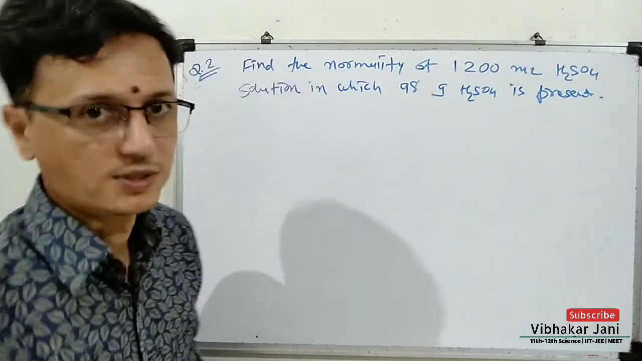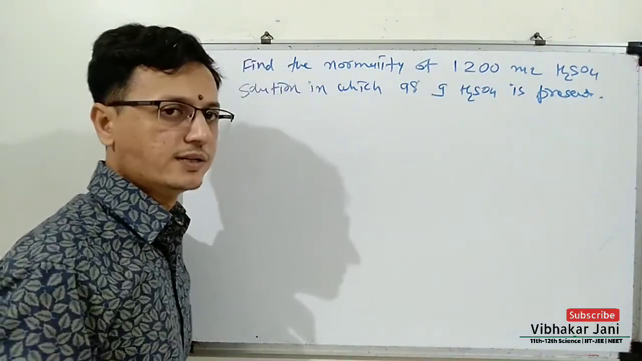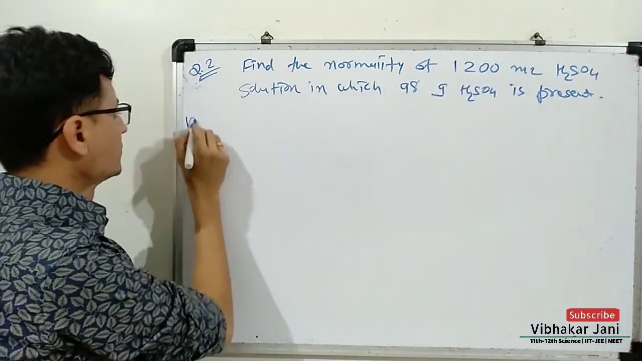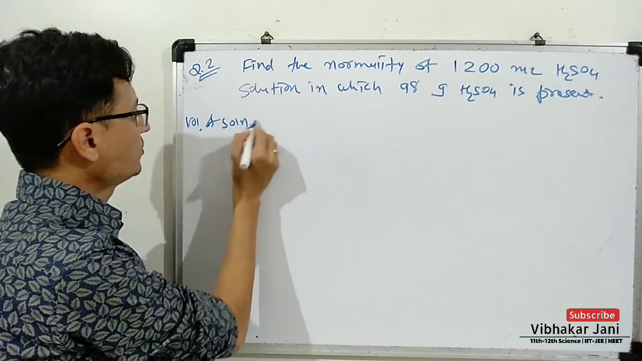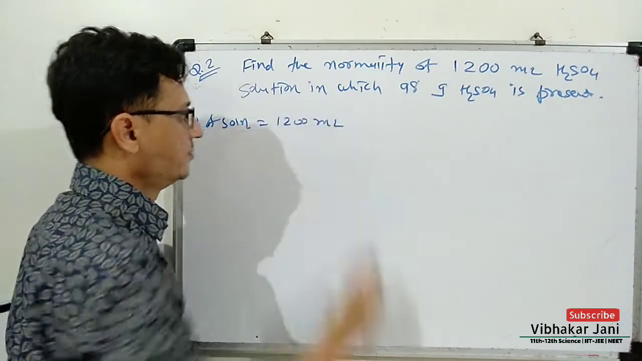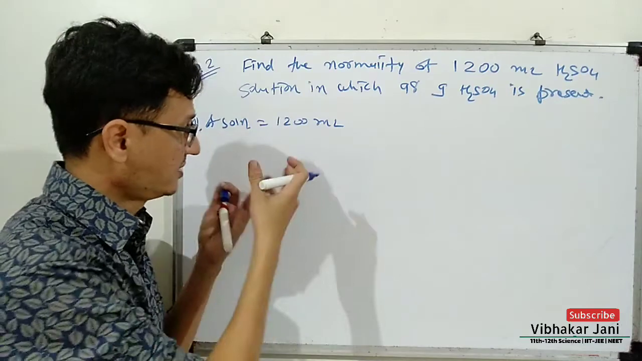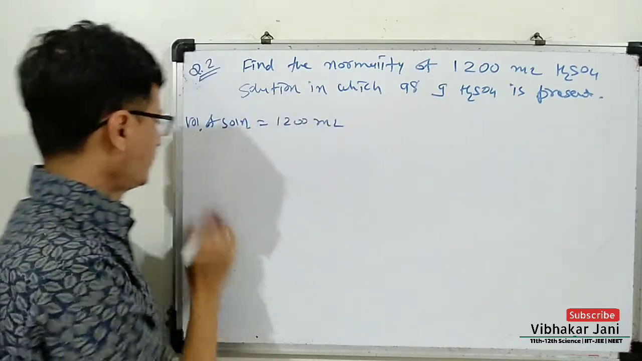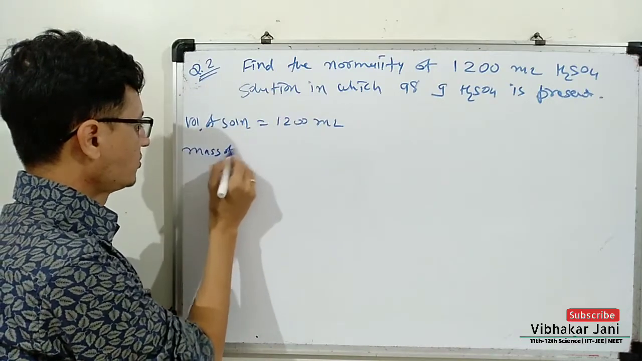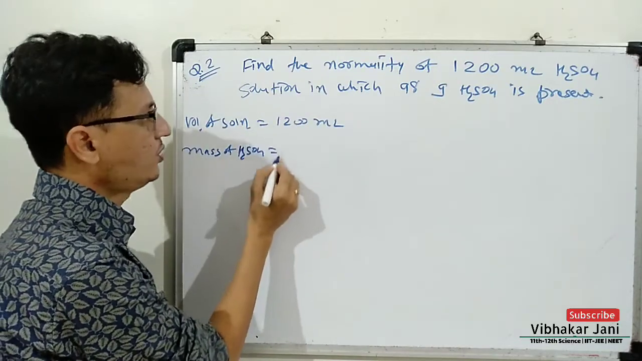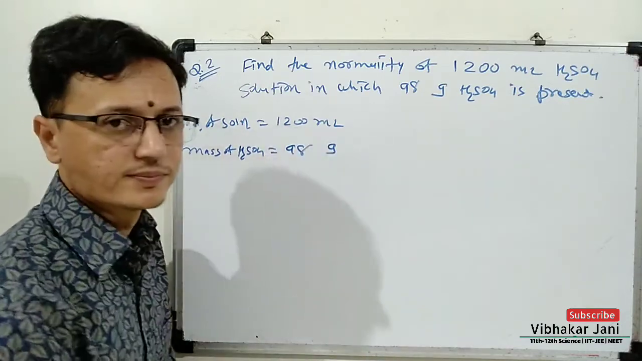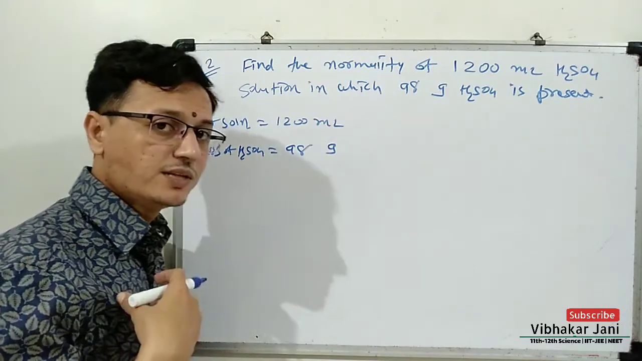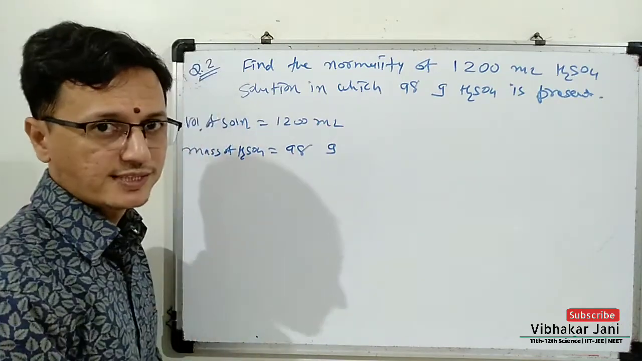Now this is the question, and we are asked to find normality. So again, let us make a list. Here 1200 ml, that is the volume of solution, is given. It is already in milliliter, so there is no need to change it. 98 gram H2SO4, that means the mass of H2SO4 solute is 98 gram. And if we want to find normality, we must have the value of equivalent mass of sulfuric acid.